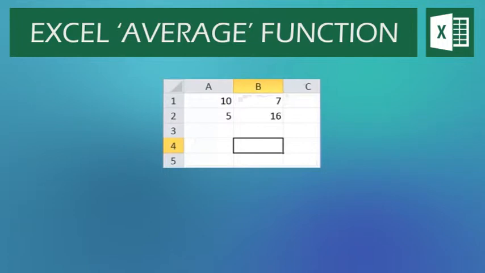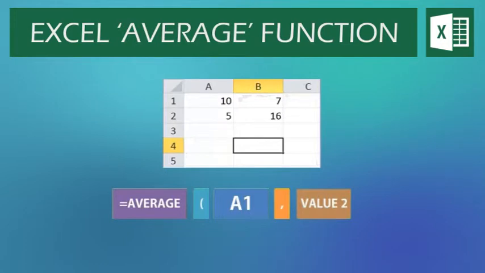We can also use the average formula to calculate the average of a range of cells. In this case, I want to know the average of cell A1 and B2. Just as before, I start with equals average, then open brackets. The first thing we want is our first value, in this case cell A1, then a comma, then our second value, in this case cell B2. As with before, we then close the brackets.